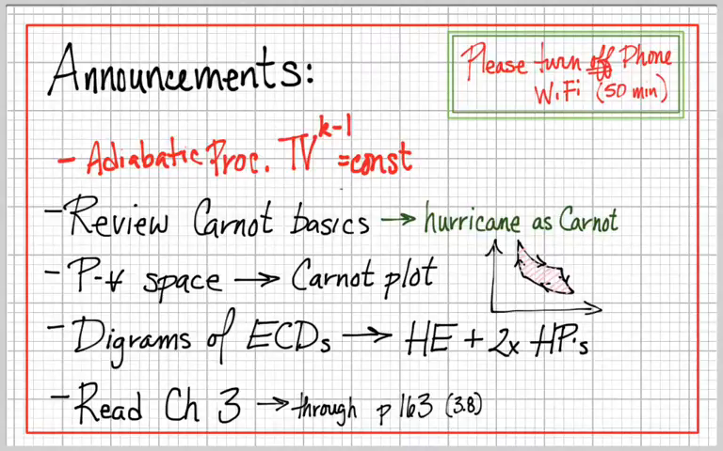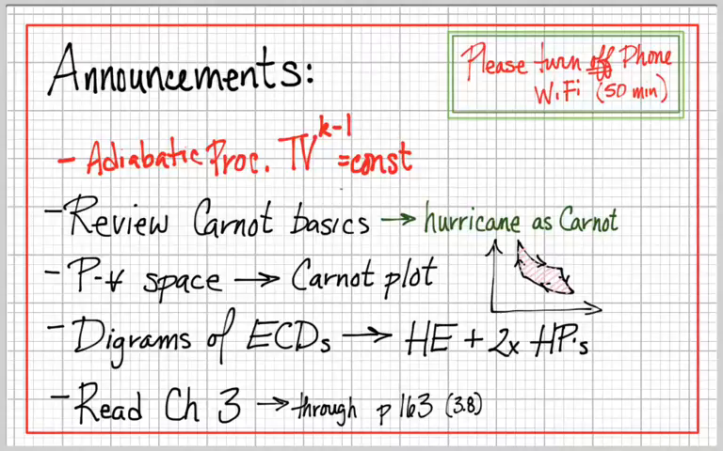I would like to remind you to review your Carnot cycle basics. We're going to be looking at the hurricane as a Carnot cycle next. And take time out to really explore the Carnot plot in terms of pressure volume space, PV space. I've got a little diagram there on the right. I think it's worth studying to know where state 1 to state 2 to state 3 to state 4 all connect together.